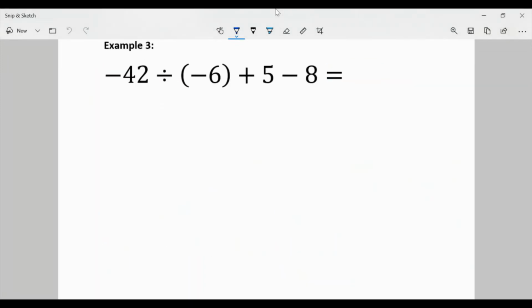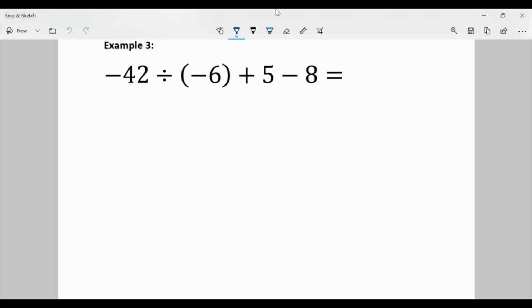All right, so let's look at example number 3 here. We have negative 42 divided by negative 6 plus 5 minus 8. Right, so we want to use our order of operation. We have a lot going on in this equation, right? So I'm not really worried about parentheses right now because there's nothing inside the parentheses other than the negative 6. There are no exponents. There's no multiplication in this equation, but we do have division. So that's what we have to do first.